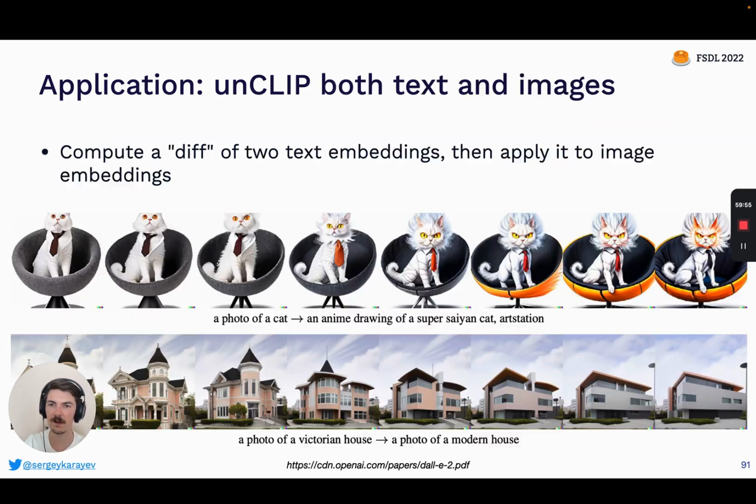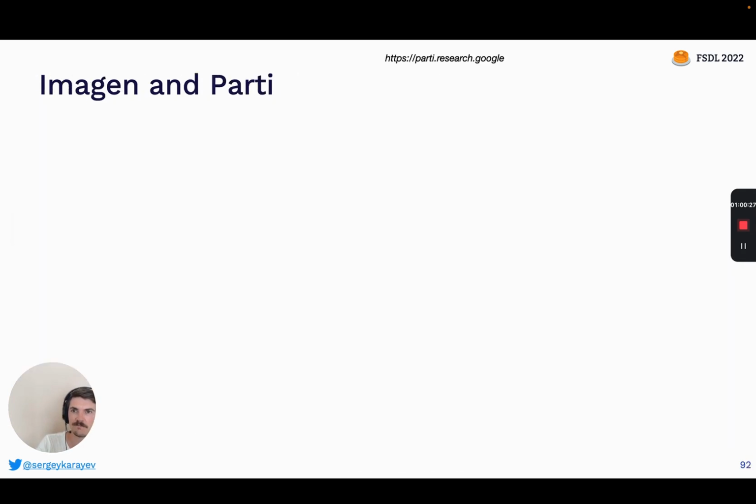You can also do crazy stuff like compute a diff of two text embeddings. So you can embed the phrase, a photo of a cat, and the phrase, an anime drawing of a Super Saiyan cat. So those are two different embeddings. You literally subtract one from the other, so you get a vector pointing from one to the other. And then you apply that vector to image embeddings to change the image in a way that would match the text, which I think is pretty incredible.